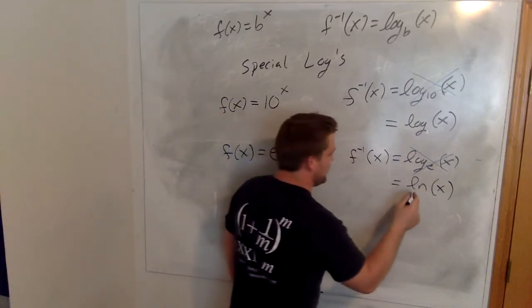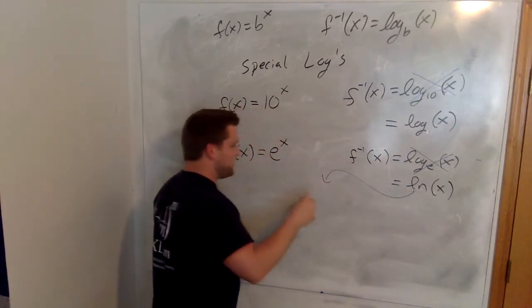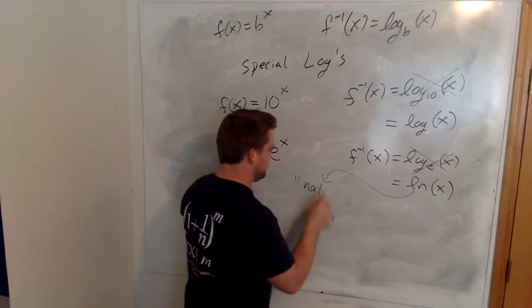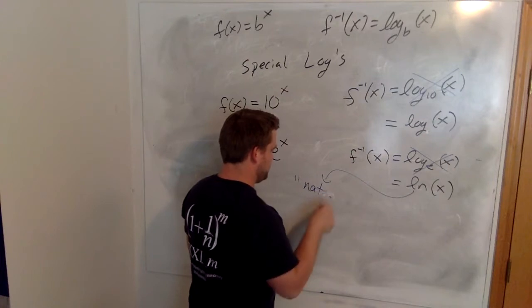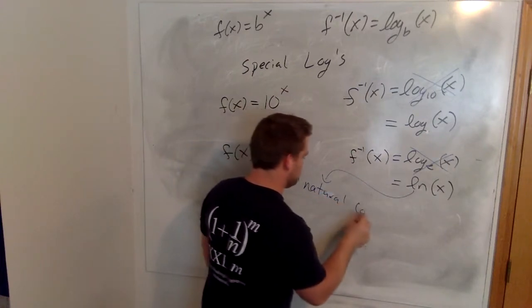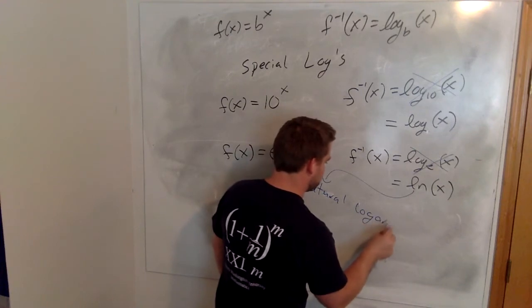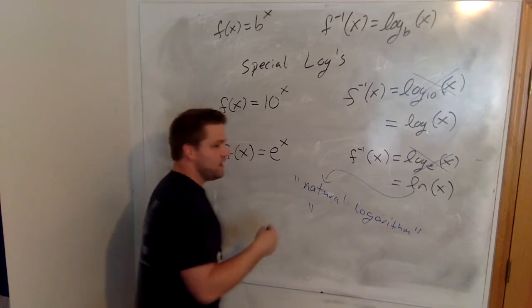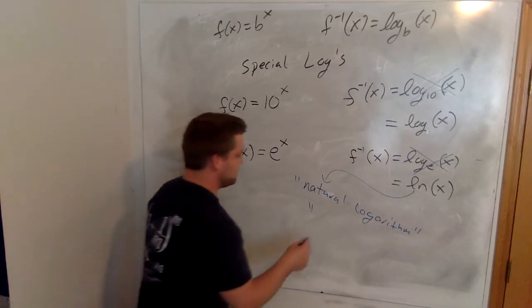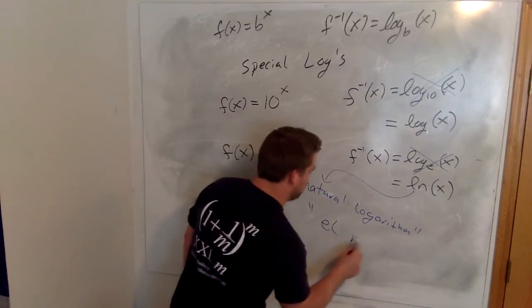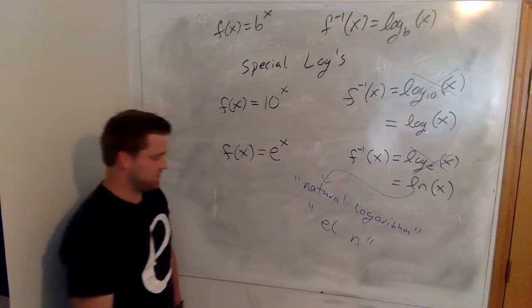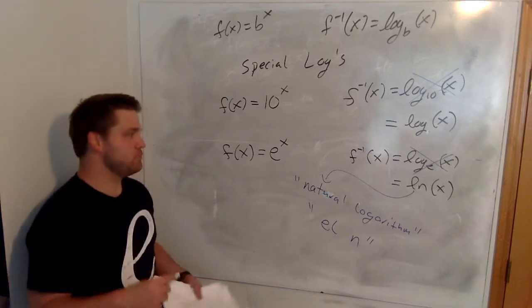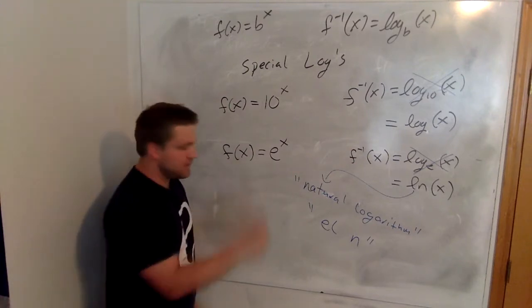So I'm going to write that. You might see some people say this is the natural logarithm. But you'll actually hear most people say ln of x. That's how they'll say it. What is ln of x? That's just the logarithm base e. What is logarithm base e? It's the inverse of the exponential function e to the x.